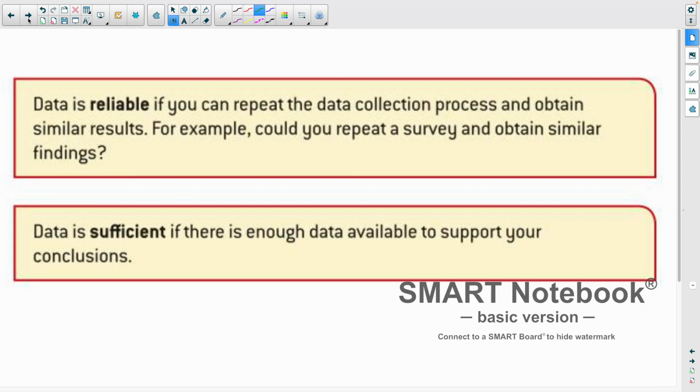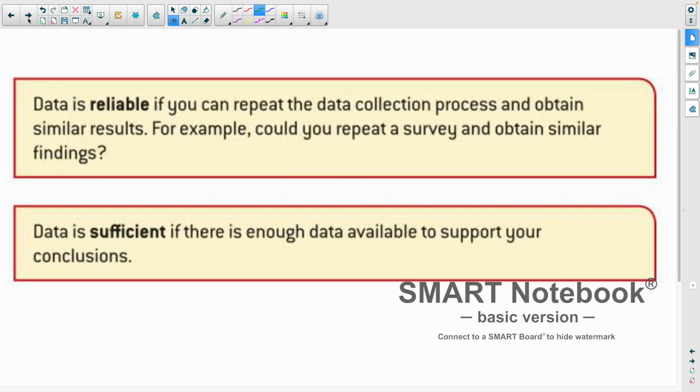Data needs to be sufficient to support it as well. All right. You can't go survey your best 2 friends and say, "Hey, everybody at Bryan High believes this." Doesn't work. You might make that statement, but my data would be biased. And so I need to have enough data.